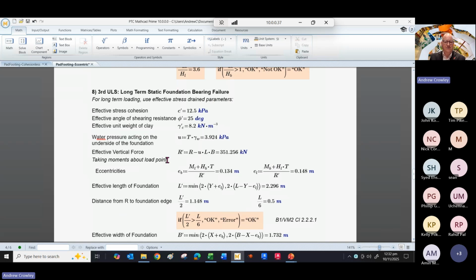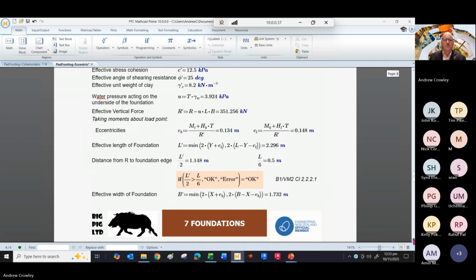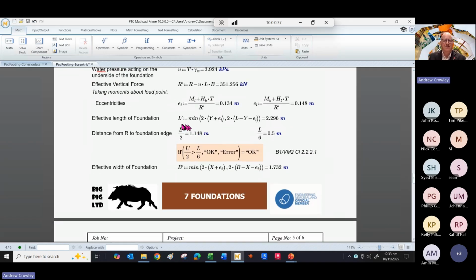Again, we work out what effective vertical force is. And this time we take into account the pore water pressure underneath. And we work out what our eccentricities are again, because our effective vertical force is different, which gives us an effective length of 2.29 and effective width of 1.73. So these are slightly different from the short-term values because we're now taking into account pore water pressure.